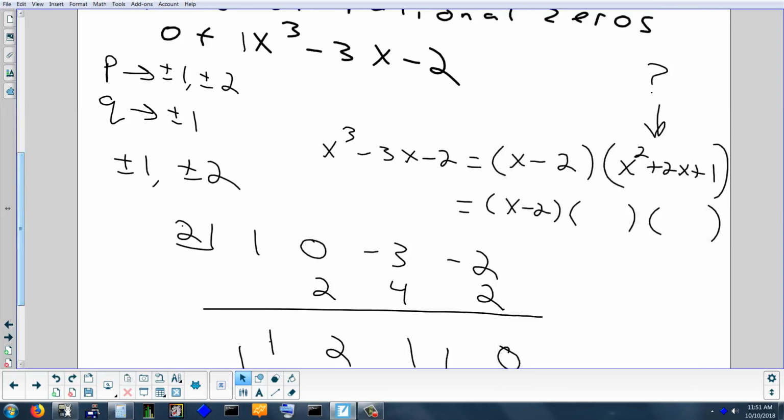Yep. X plus 1, x plus 1. I agree. There's your repeated root right there.